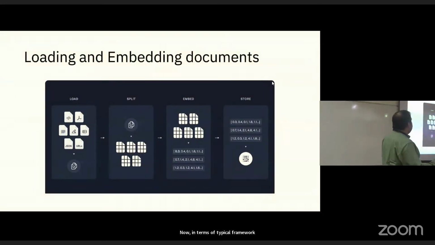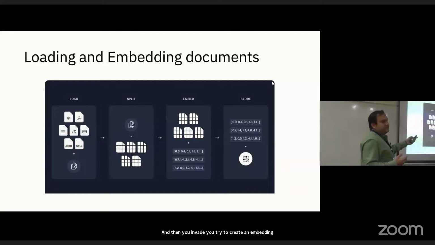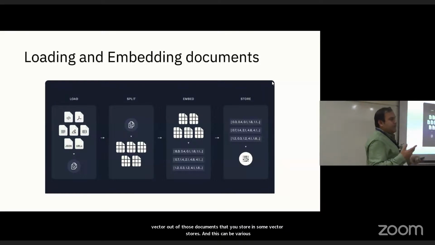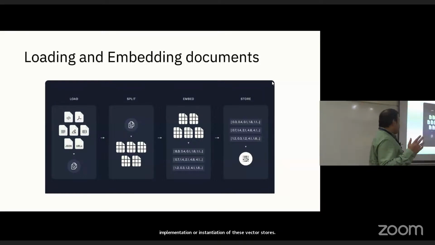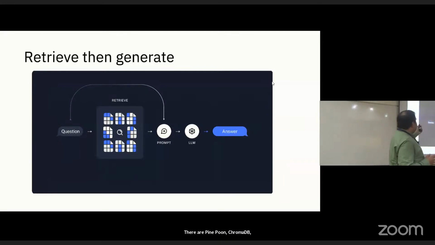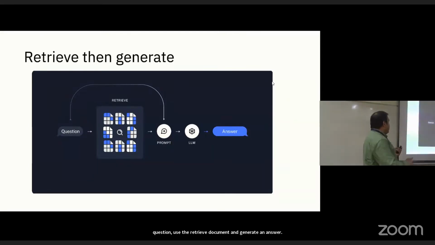Now, in terms of typical framework, this is how one would like to do it. You try to load your documents. There has to be some splitting, because every LLM has only a certain context length. Then you create an embedding vector out of those documents and store them in some vector store. There can be various implementations of these vector stores: Pinecone, ChromaDB, FAISS index, Elastic, and so on. Then, given a question, you use a retrieval model to retrieve the relevant documents from that vector index and create a prompt that tells the LLM, hey, this is my question, use the retrieved documents and generate an answer. This is how the typical retrieve-then-generate formula works.